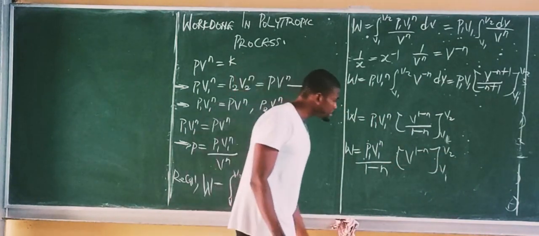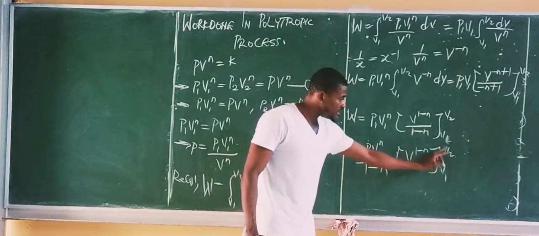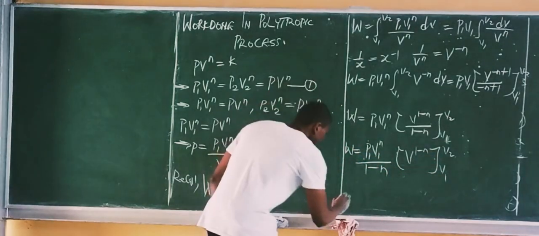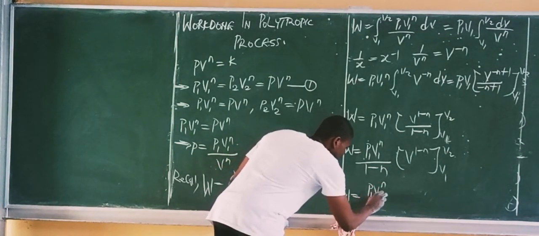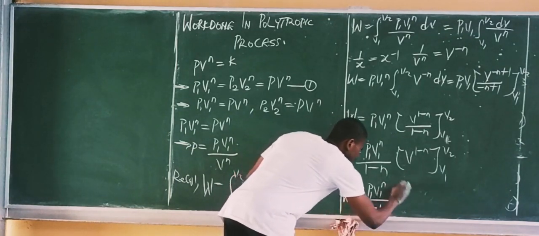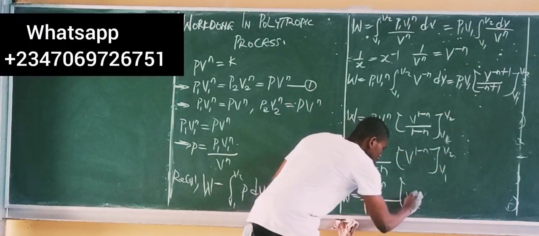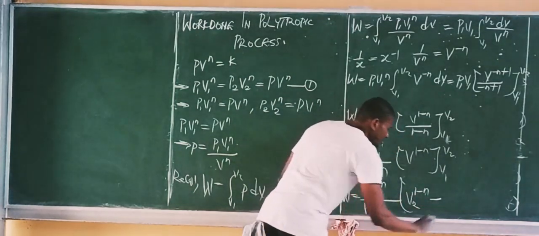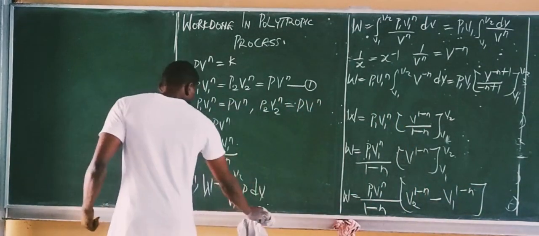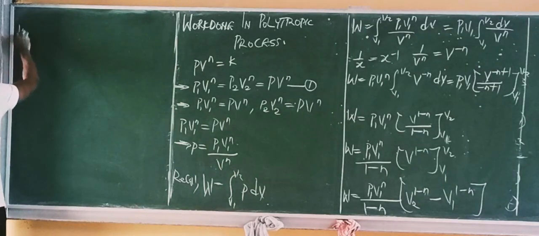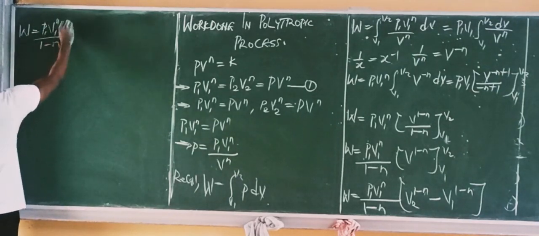We can now put in the limits of integration: upper limit minus lower limit. So we have that work done is equal to P1 V1 to the power of n, all over 1 minus n, into, we put in the limits of integration, the upper limit V2, so V2 raised to the power 1 minus n, minus the lower limit V1 to the power of 1 minus n. So you have this. Work done is now equal to P1 V1 to the power of n over 1 minus n, times this bracket.